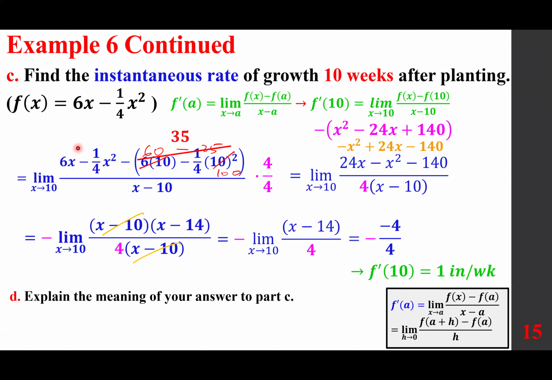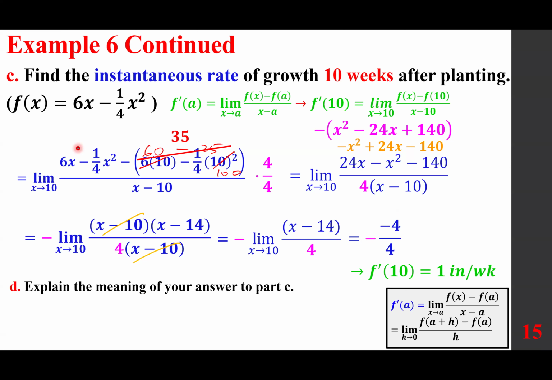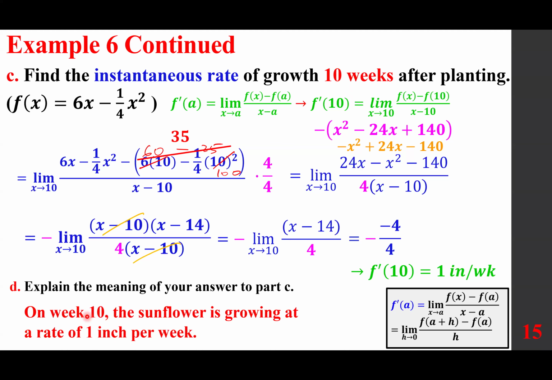What does this mean? Explain the meaning of your answer to part C. That means 10 weeks after, or on week 10, the sunflower is growing at this rate. So on week 10 or after week 10, the sunflower is growing at a rate of 1 inch per week. Please understand, this is positive. So we say it's growing, or increasing in essence. But if it was negative, we would just use the word decreasing and keep this as 1 if it were negative.